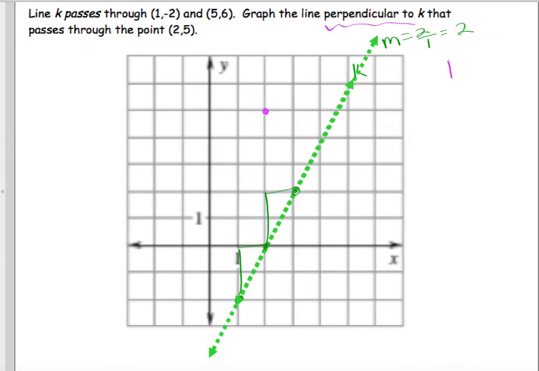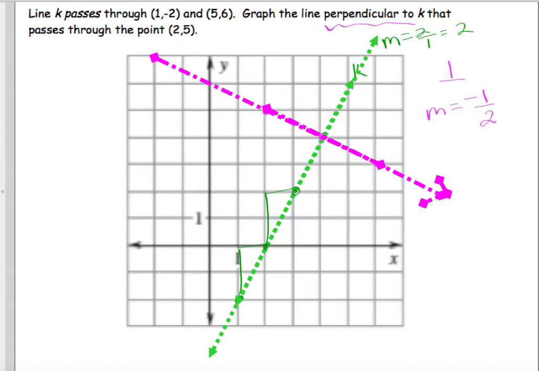And if I want to be perpendicular to that, then I need to think about the opposite reciprocal. Opposite meaning it's going to change signs. It's positive right now, it's going to be negative. And 2 over 1, when you flip that and do the reciprocal, you get 1 over 2. So I need to use the slope of -1 over 2. So from this point here, that's at 2, 5, I'm going to go down 1 and right 2. Down 1 and right 2. And then I will connect that for the line perpendicular to the green line.